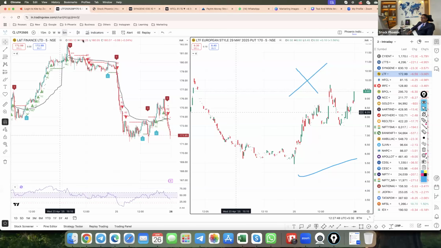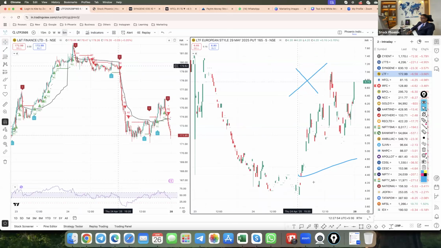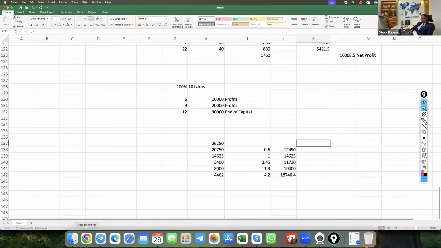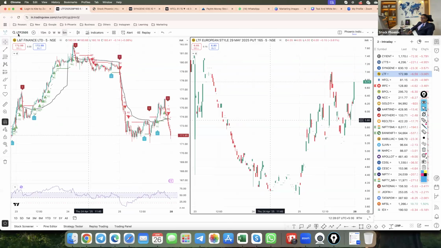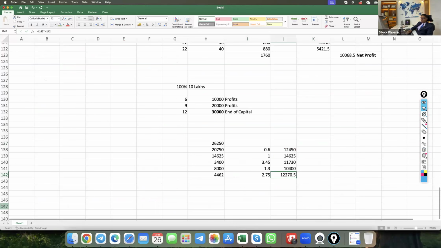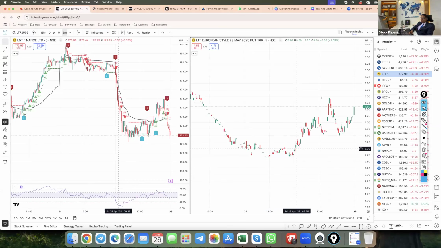Now we'll go to the 165 put option. When we got an entry, the price was around 4 rupees 20 paisa. Can we invest this in one lot? Ideally, no. We have to go further downside, make it the 160 put option. Okay. When we got an alert, it was 2 rupees 75 paisa. Can you invest now? Yes. Between 10 to 15,000.